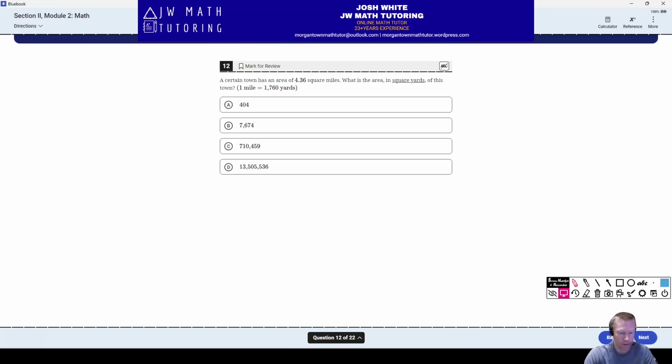Next up, question number 12. So this is just a basic unit conversion. And all that's going on here is we have 4.36 miles squared, and we want to convert it to square yards. So they tell us 1 mile is 1,760 yards.